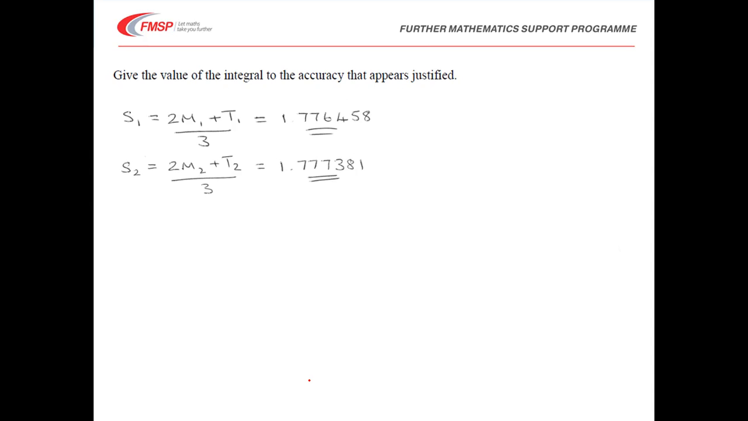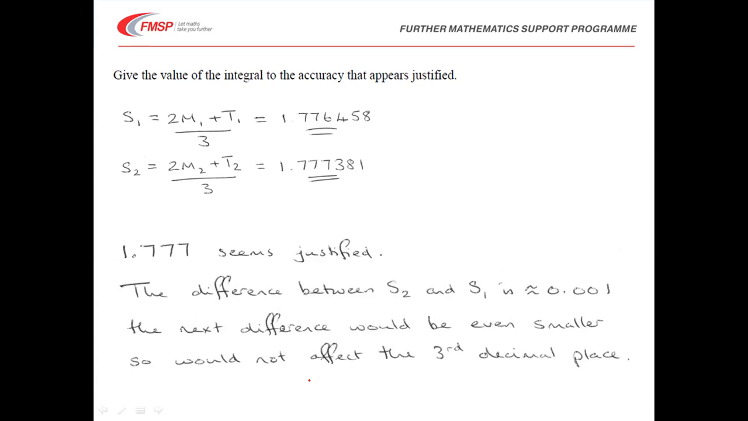Then it asks us to give the value of the integral to the accuracy that appears justified. And again, looking at those, it looks like 1.777 is where it's heading. The difference between those isn't very much, and then the next one will be a 16th, so 1.777 seems justified. If you think about it, the difference is only about 0.001 between the two of them. The next difference would be even smaller. I've not done that much explanation on there. It would be a 16th of the size, and that wouldn't affect the third decimal place.